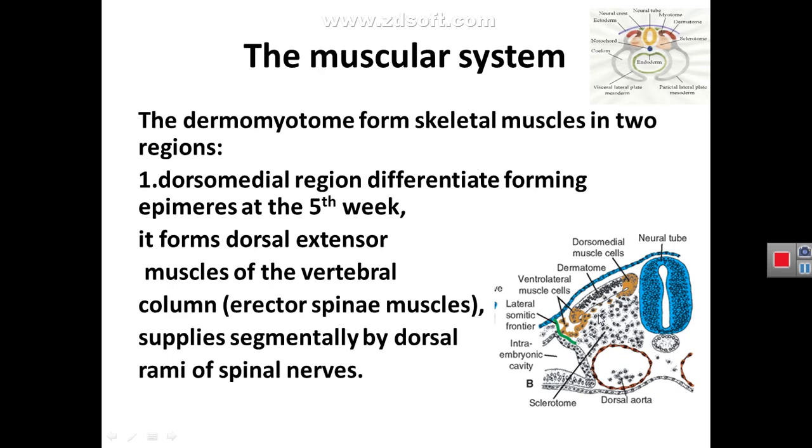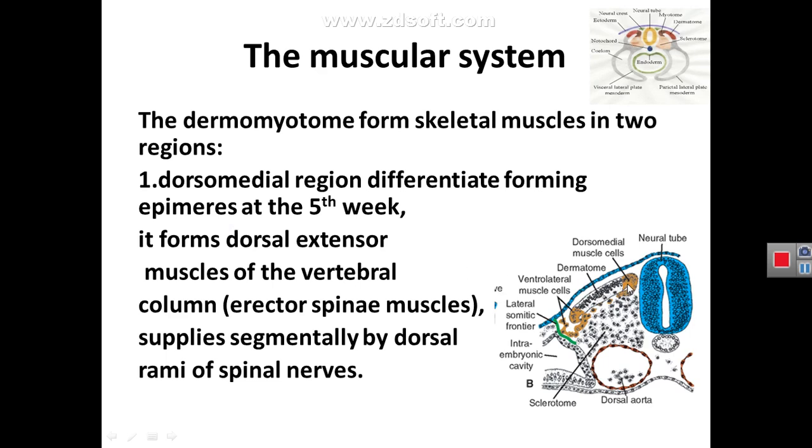If we want to consider more details about the origin of the striated skeletal muscles, we have to say that the myotomes of the dermomyotomes are localized in two regions of the dermomyotomes. So you can see a myotome in two regions of the dermomyotome. The dorsomedial region of the dermomyotome will form muscles that are termed epimeres.